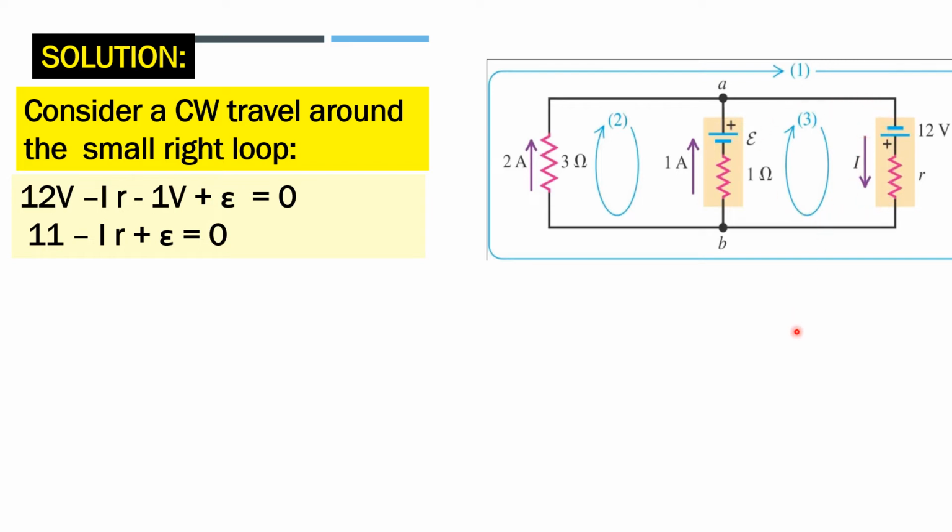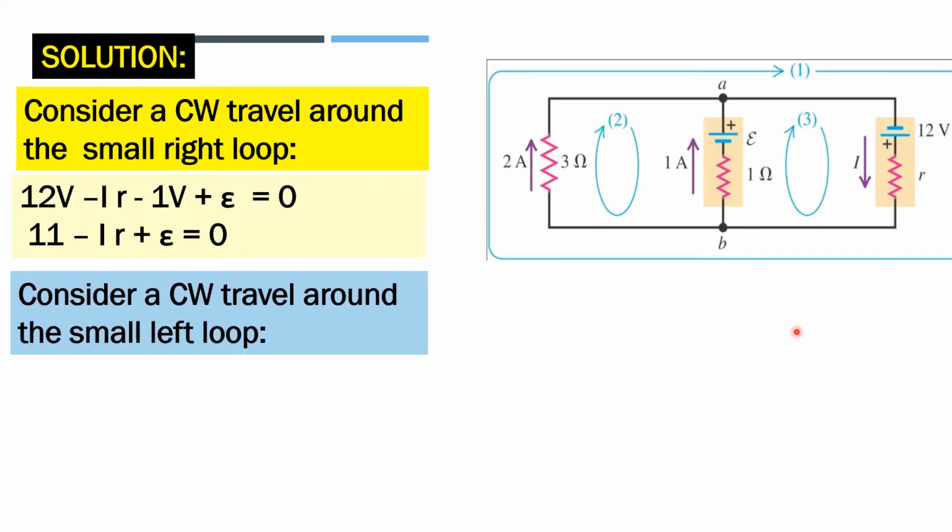So what's the second step? The second step is to choose another loop, the one on the left. Just like in the first loop, the second loop has also an assumed direction of travel that is clockwise. And we will be starting from the unknown EMF, or epsilon, since you're going to traverse this battery from positive to negative. Therefore, the sign for the epsilon is negative.